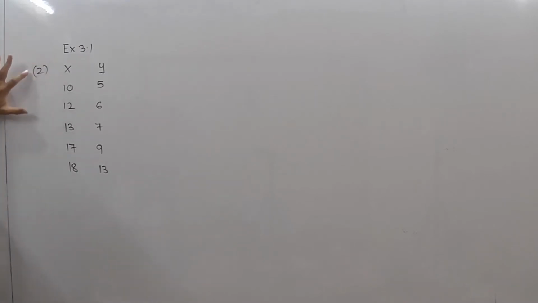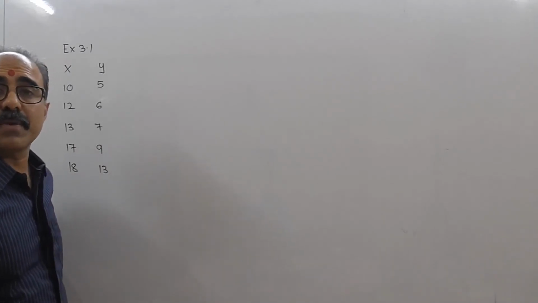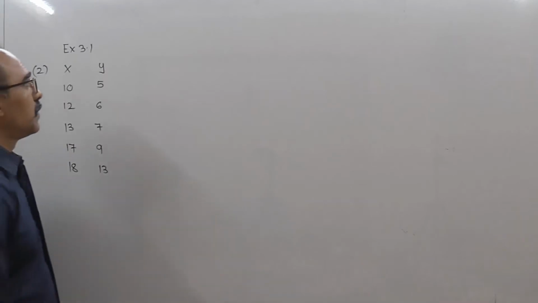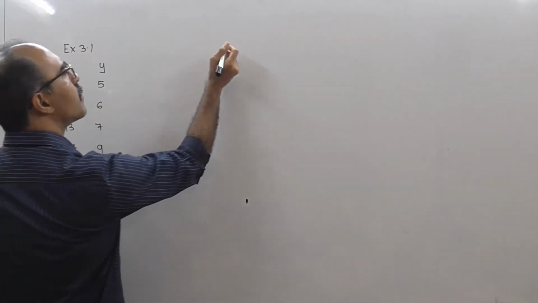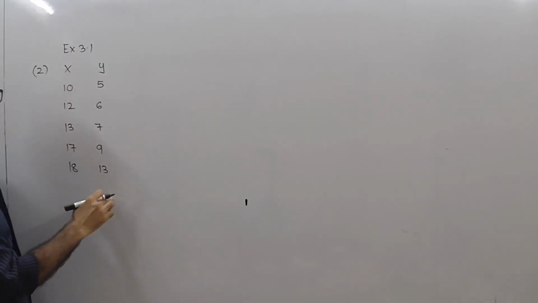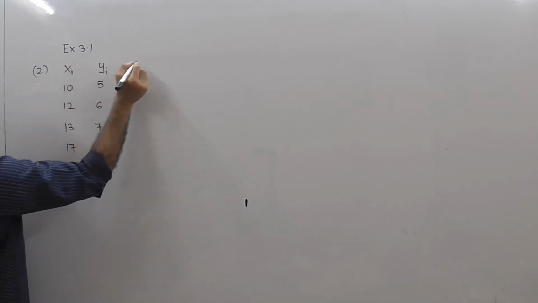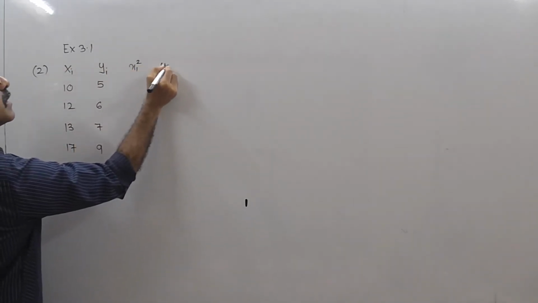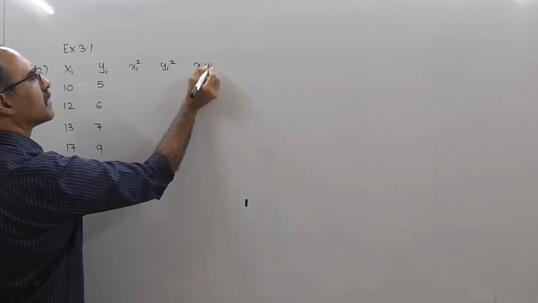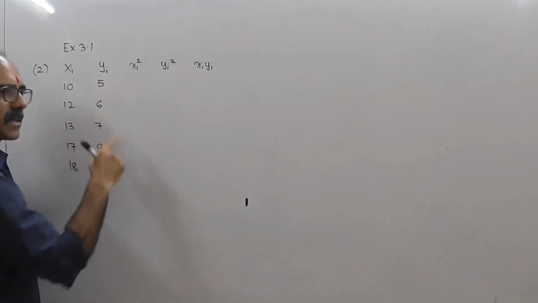We are doing exercise 3.1, question number 2. I think we have to calculate the regression line of x on y and regression line of y on x. Are the numbers small? Can you square these numbers? Yes. So we can make a column for xi square, yi square, and make a column xi yi.